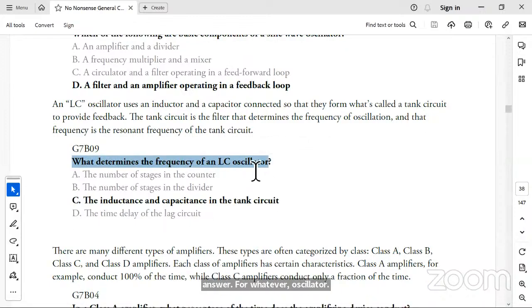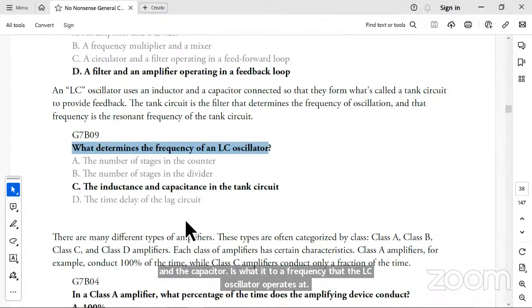Now we come to the LC oscillator. What determines the frequency of an LC oscillator? We did say that the tank circuit consisting of the inductor and the capacitor is what determines the frequency that the LC oscillator operates at. So therefore the answer is the inductance and capacitance in the tank circuit.